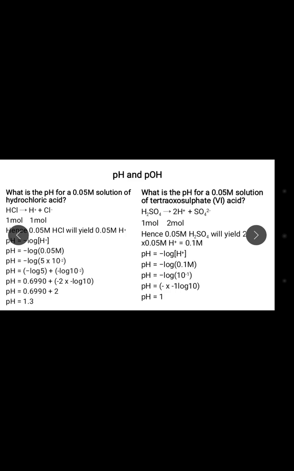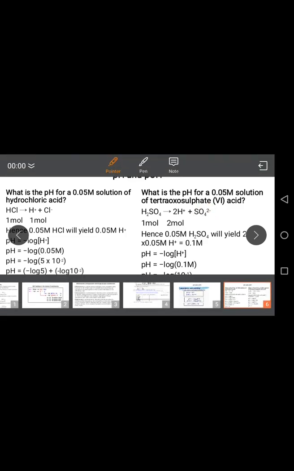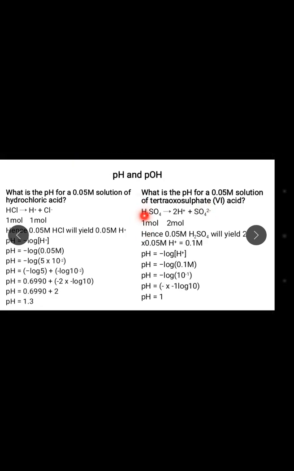This one says, what is the pH of 0.05 molar solution of tetraoxosulfate 6 acid? Now, just as I told you, you will write the formula of the acid, you will ionize it. If you ionize H2SO4, you have 2H plus because of the 2 here, plus sulfate. Then you write the mole relationship. This is 1 mole, gives you 2 mole of this. We are less concerned about the sulfate because that's not what we are calculating. Now, the relationship here is 1 mole to 2 mole.